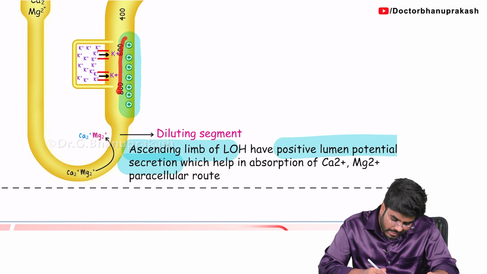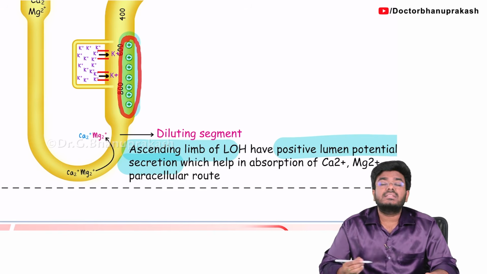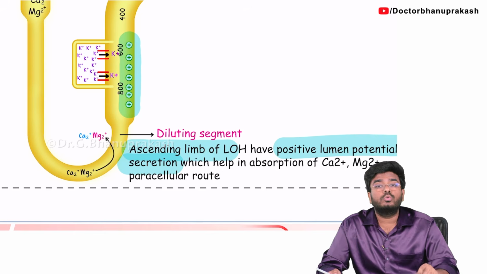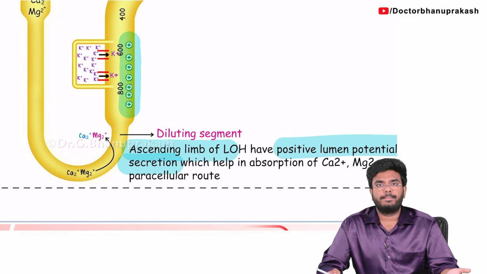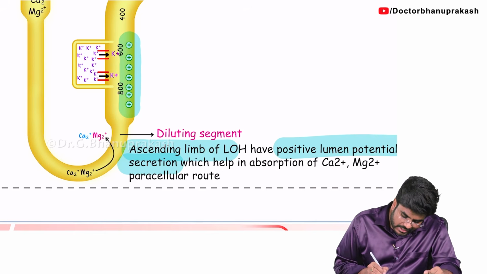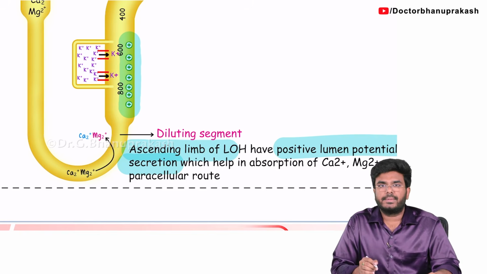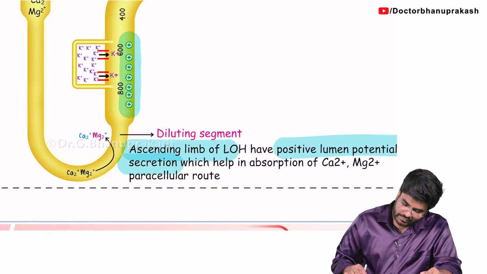So the positive charge of the ascending limb of the loop of Henle doesn't allow calcium and magnesium to go through the TAL easily. This positive charge forces the calcium and magnesium to be reabsorbed in the TAL. Okay, so what is the importance of this positive charge?